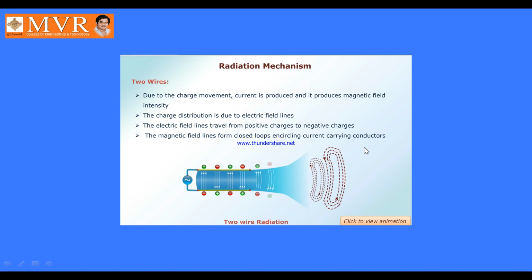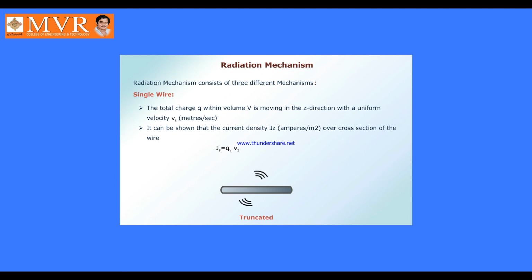encircling current carrying conductors. I will go to the Paint app and draw this for you. It is better to understand, very clear. It is a two-wire radiation mechanism. In the previous one, it was a single wire.